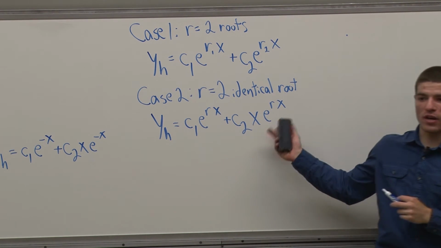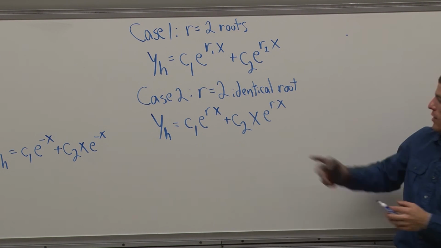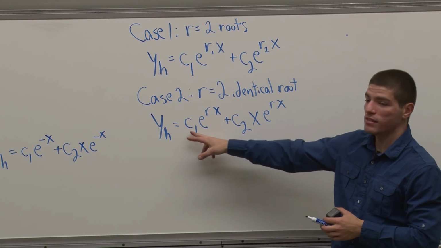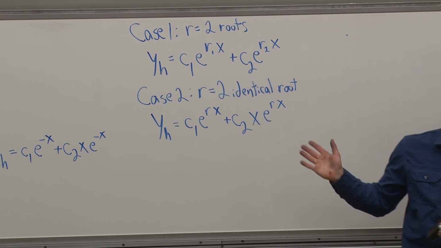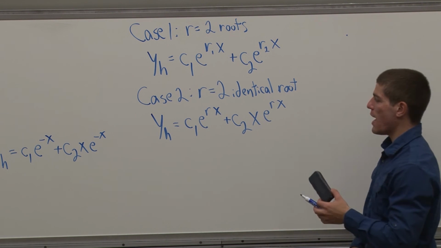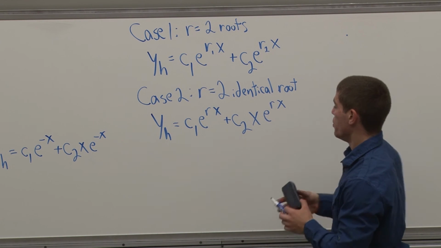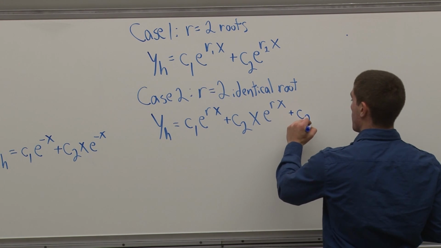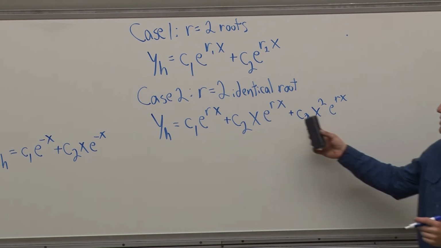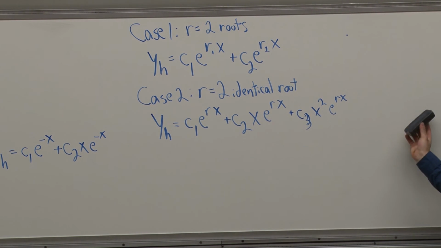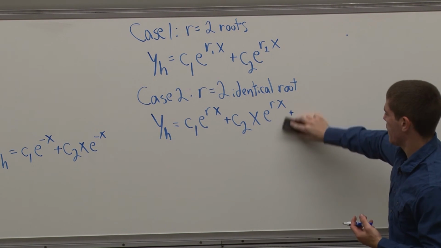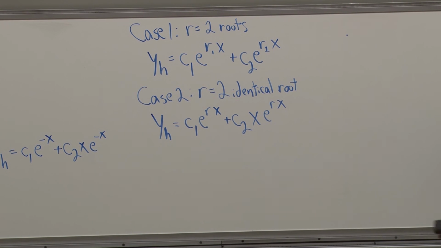The reason you have that extra x is because if you didn't, both of these would go together, and there'd be nothing to distinguish the difference between c1 and c2. And if you had a third root that's the same, you could just add plus c3 x squared e to the rx. So you can see there's a pattern for as many identical roots as there are. All right, so that's case 2.